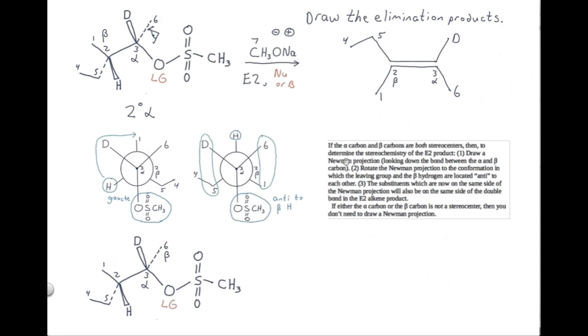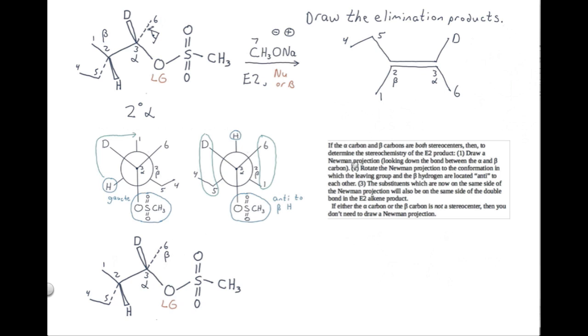Now, do we need to draw a Newman projection? Well, let's use this rule. We need the Newman projection when both the alpha carbon and the beta carbon are stereocenters. Well, we know that the alpha carbon is a stereocenter, but this beta carbon is not a stereocenter. This beta carbon is attached to 3 identical hydrogens. So the beta carbon here is not attached to 4 different groups. The beta carbon is not a stereocenter, and that means we don't need the Newman projection for this E2 mechanism.